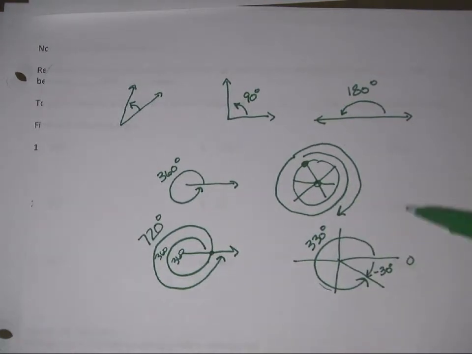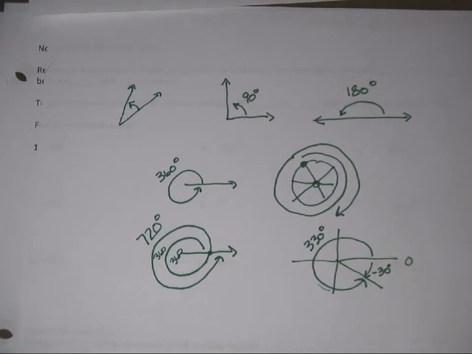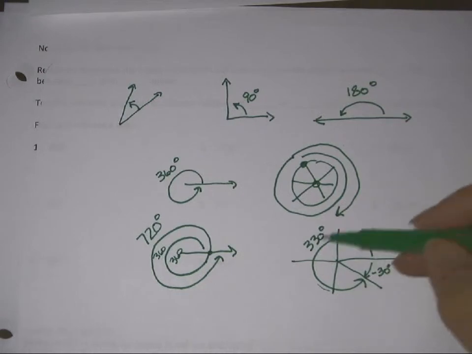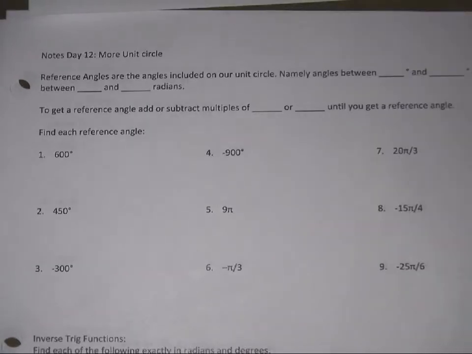If I add these together, do I get 360? 330 plus this 30 makes 360 the whole way around. So this angle, negative 30 degrees, and this angle, 330 degrees, are really describing this same angle here, just going from two different directions. So that's what we're going to talk about in the first part of our notes today. Negative angles and angles that are bigger than 360.